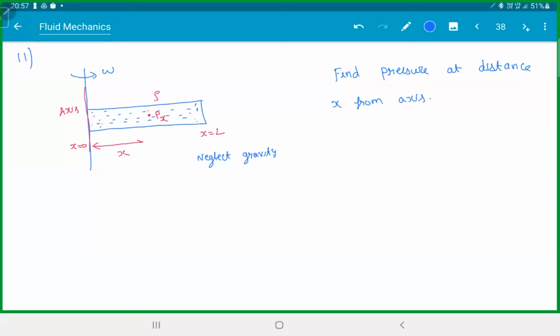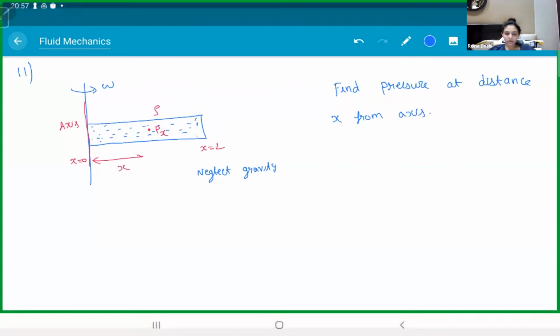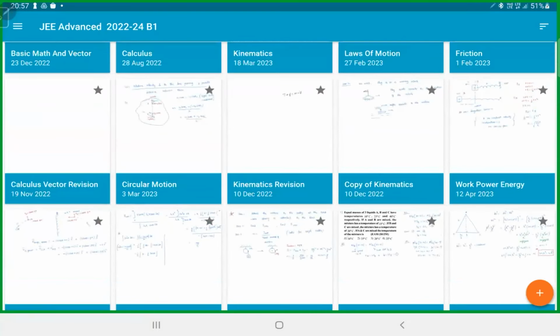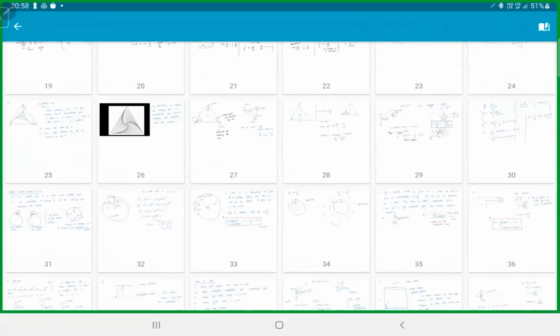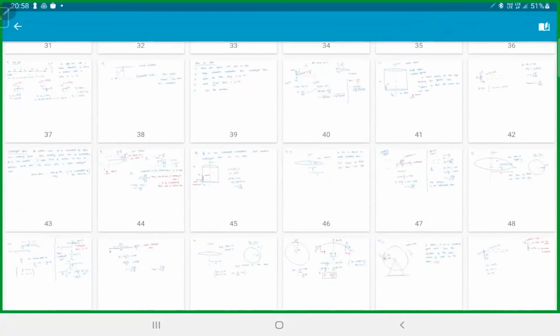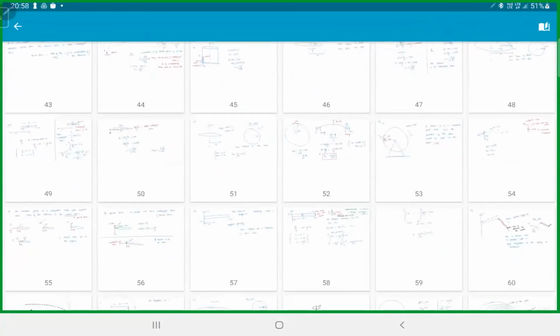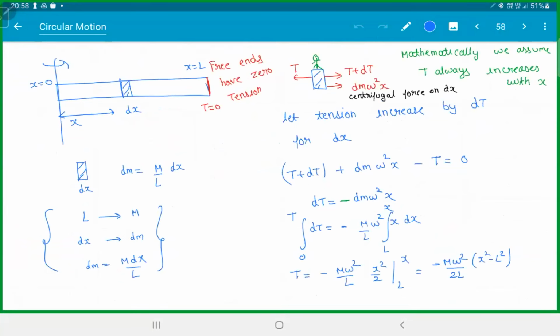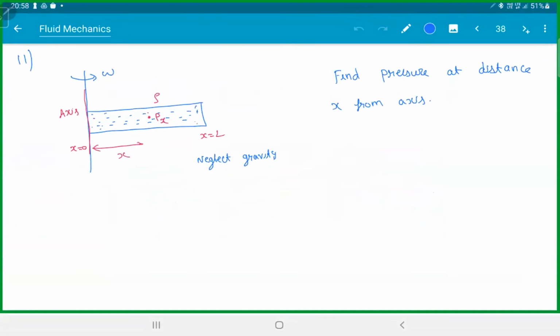Do you remember we have done something similar like this before? You know where? Anyone remembers that? Circular motion. Do you remember or just guessing? Yeah, the question 15 one. A rod is rotating with omega. Find the tension as a function of x from the axis. We took T and then T plus dT, and then we solved it. How do you do this? Try. I'll give you a minute.